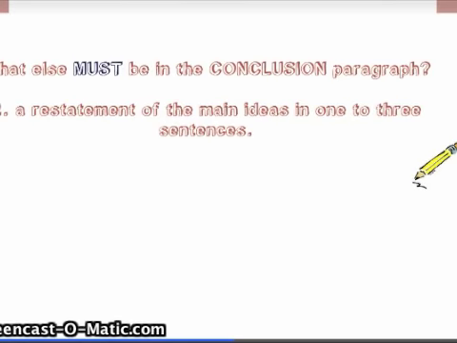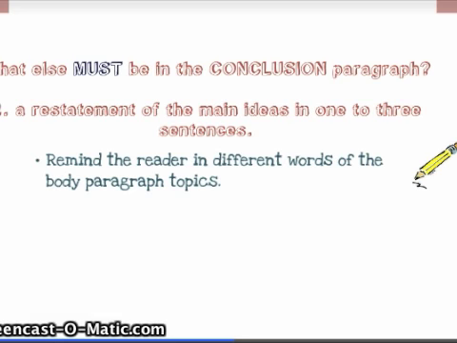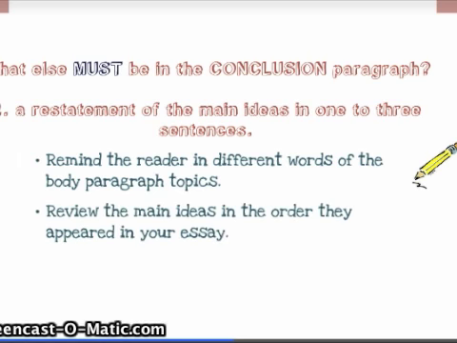The second part of the conclusion is the restatement of the main ideas in 1 to 3 sentences. This is where you take all of your body paragraph topic sentences and restate them, so that you're restating the different ideas from the body paragraph topics. And you want to make sure that you review these in the order that you talked about them. To change up the order makes it feel a little disjointed, like it doesn't really match the rest of the essay.